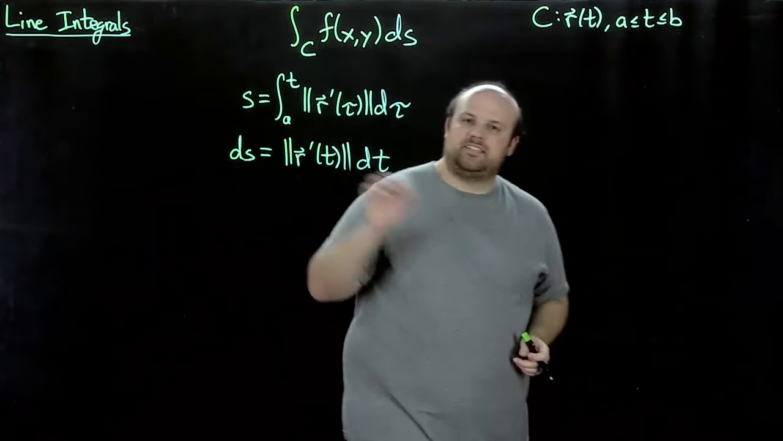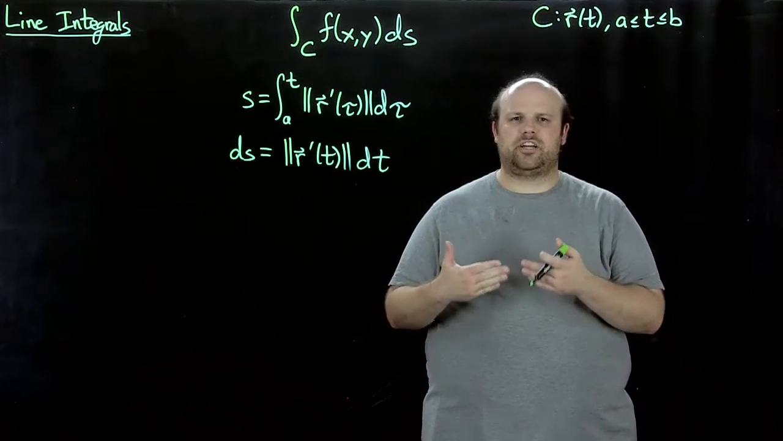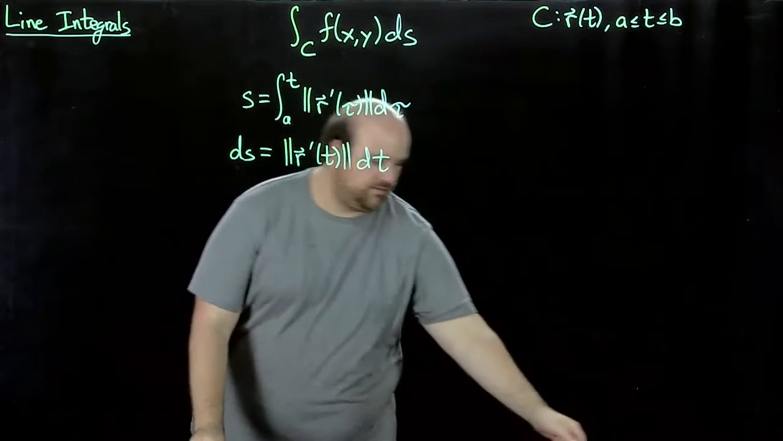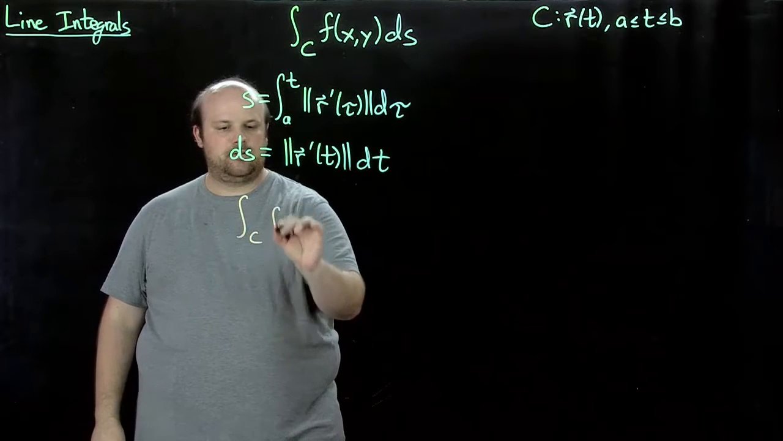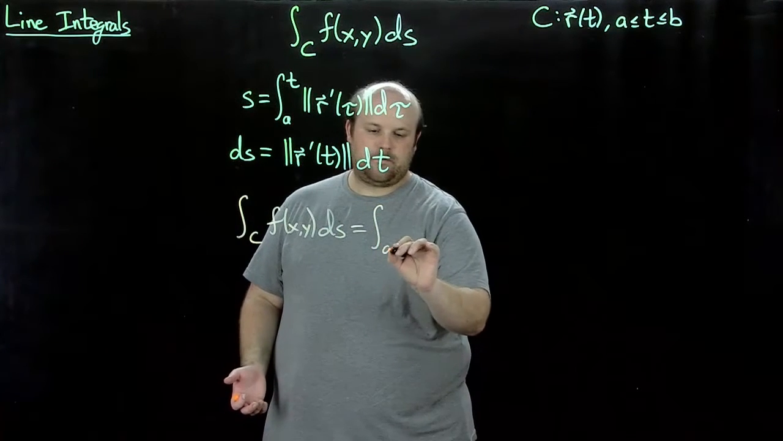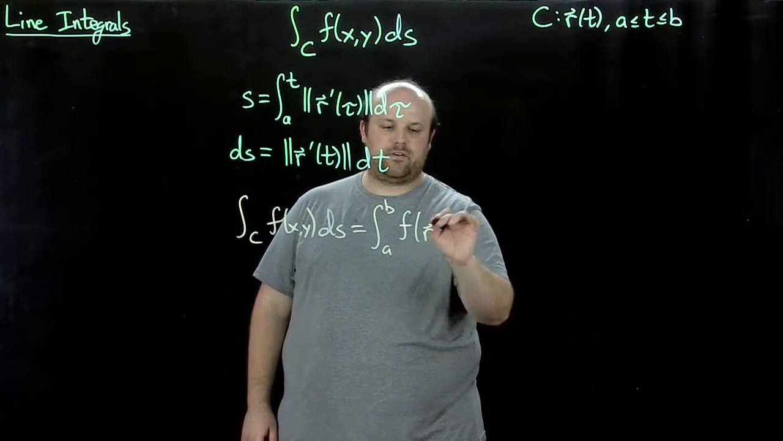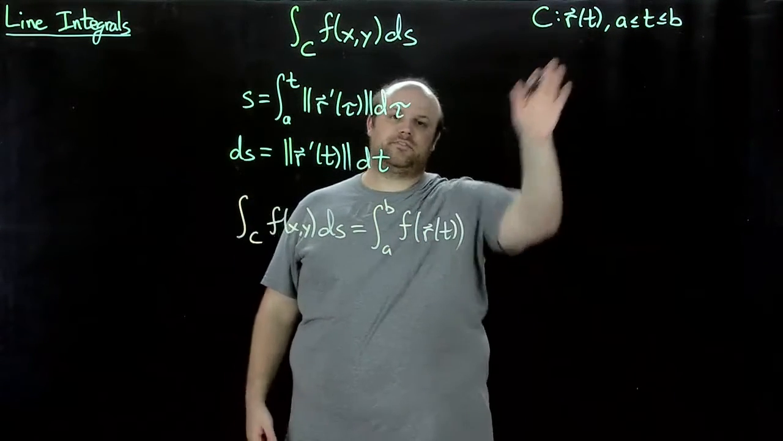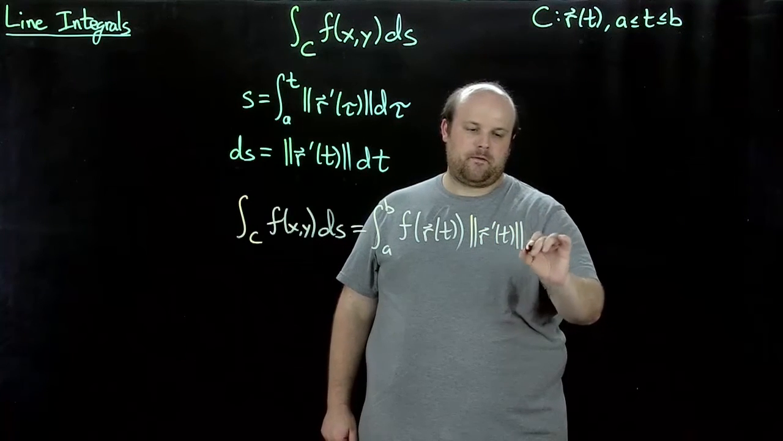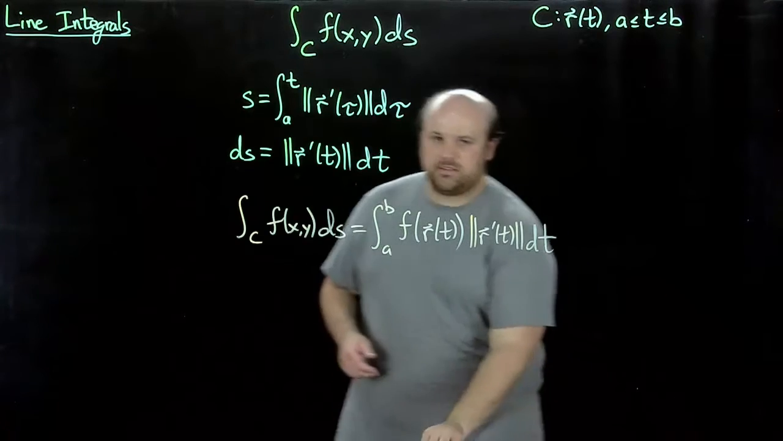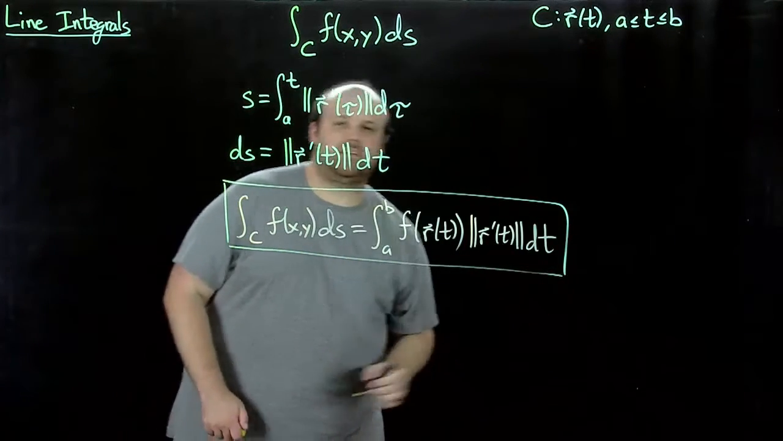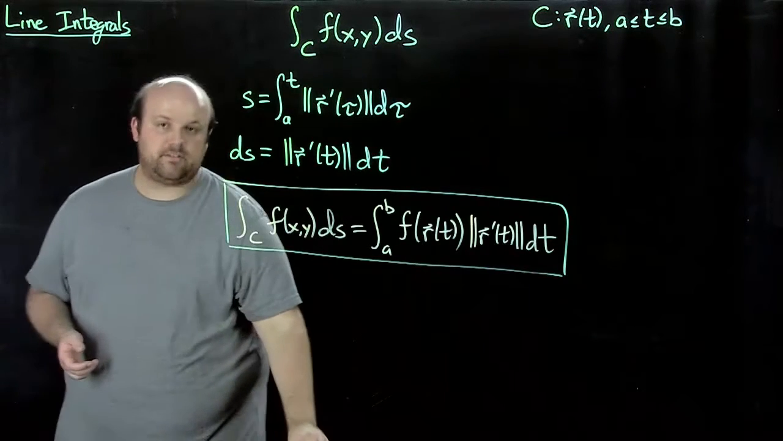All right, well, this tells me what ds is, and then I can essentially do a change of variables in this integral here by plugging in r of t. So what that tells us is that this integral here can be computed as the integral from a to b of f of r of t, right? So we restrict the function to the curve C, makes sense. And then ds becomes magnitude of r prime of t dt. So this here is really what we're after for computing these guys. This is how we will compute these sort of line integrals.